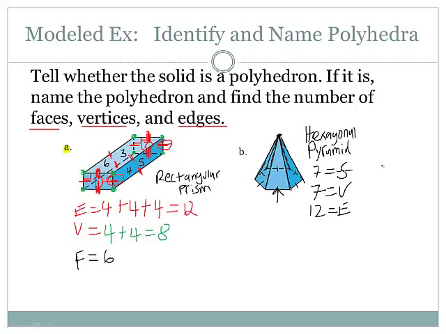Okay, so what you should have come up with is 7 faces, 7 vertices, and 12 edges. If you didn't, you might have to count again and see where you made your mistake.